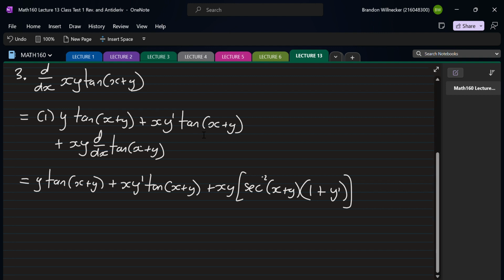If you are comfortable with doing everything on one line, please do so. I'm not going to stop you. But if you are struggling with knowing when to use the product rule, when to use the chain rule, please separate it out as much as possible.